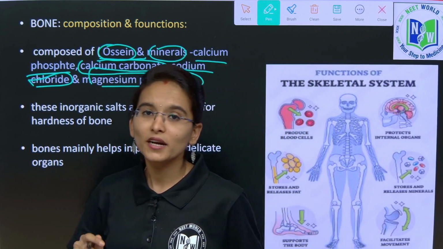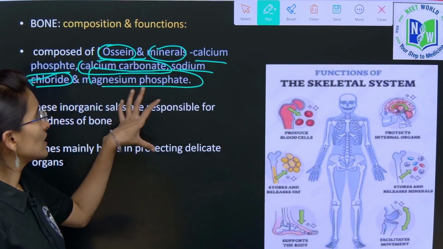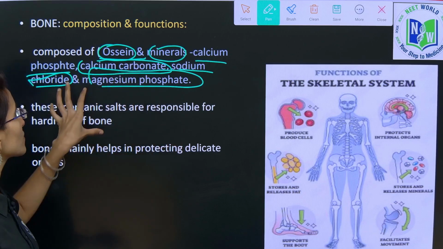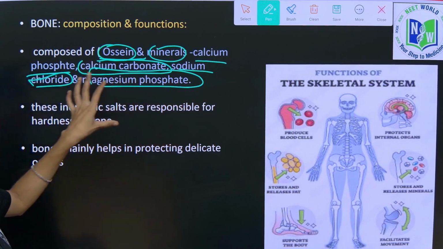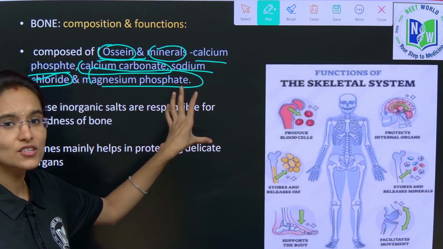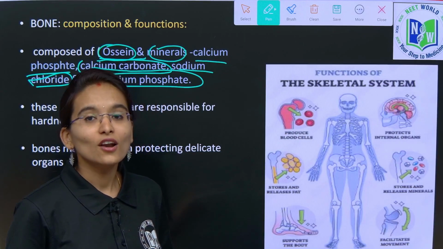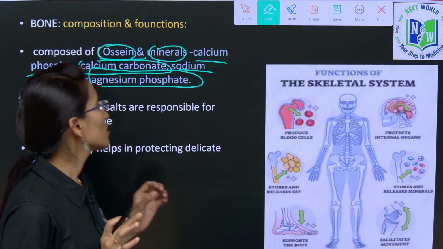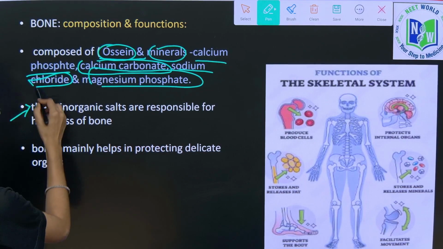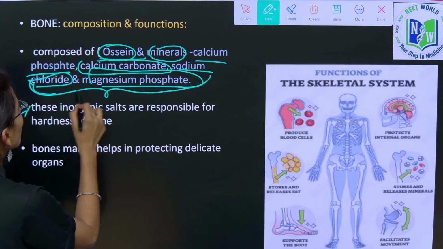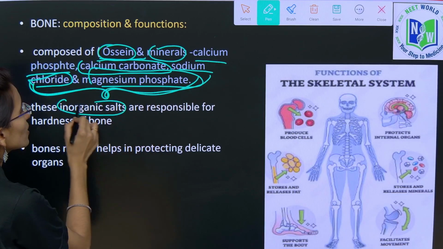Bone is made up of many different types of minerals like calcium phosphate, calcium carbonate, and next sodium chloride and magnesium phosphate. These are all the minerals which are present in the bone along with the protein called ossein. All of these are called inorganic salts.